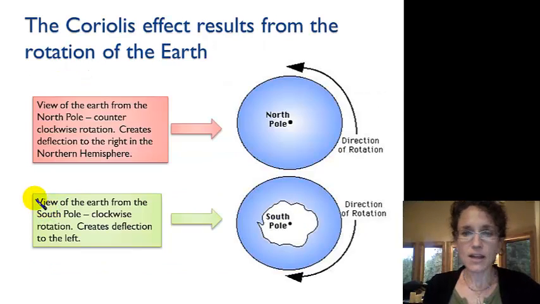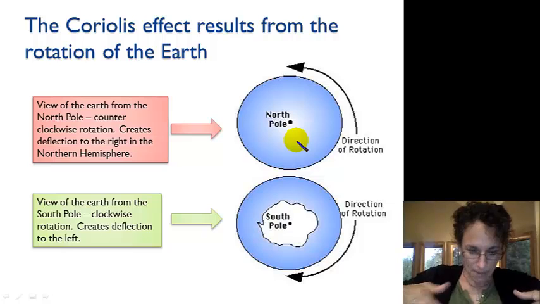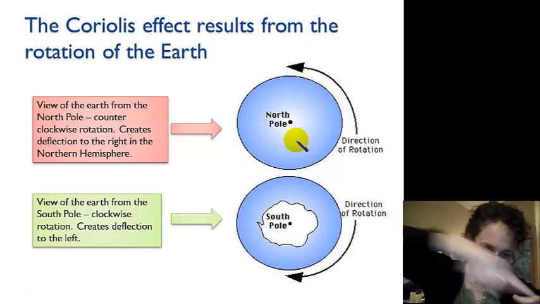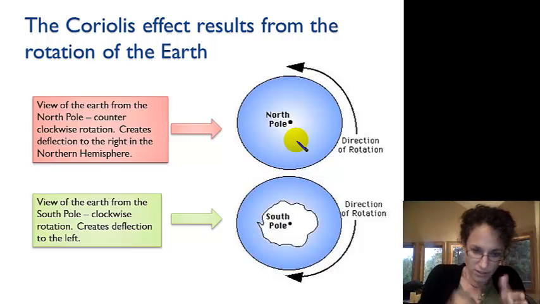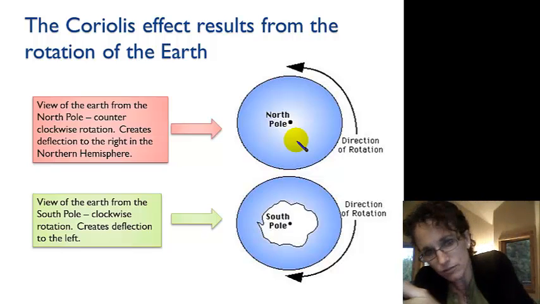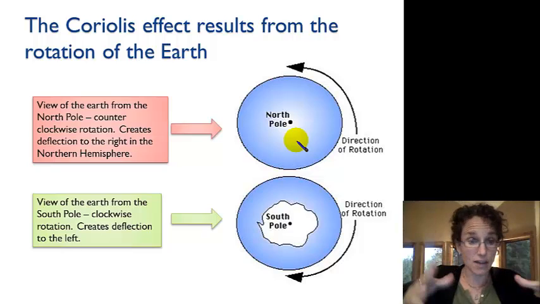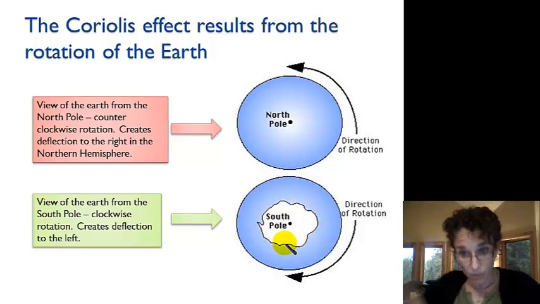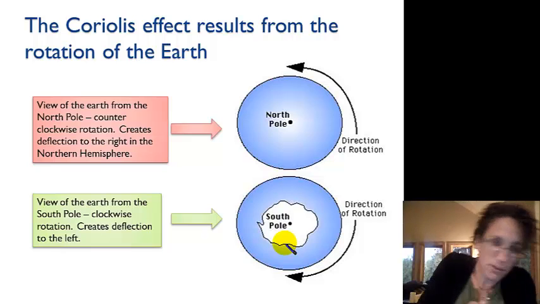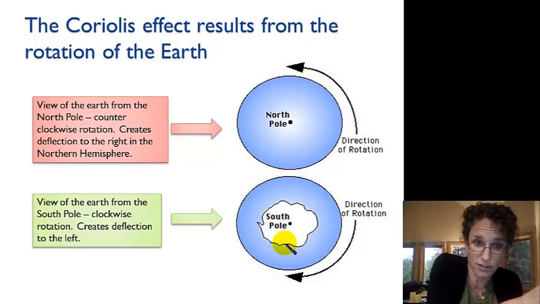And it's kind of helpful to think of it from the perspective of looking down at the North Pole, where the Earth is rotating in a counterclockwise direction. And that helps us see that if the Earth is rotating to the left, then that apparent motion is veering to the right. And then if we're looking down at the South Pole, here we are at the South Pole looking down on the Antarctica continent, that rotation is clockwise, and the apparent motion is going to be that it's going to veer to the left.